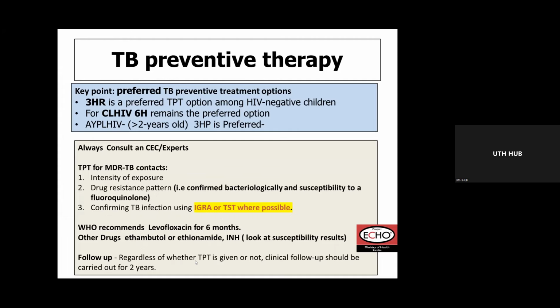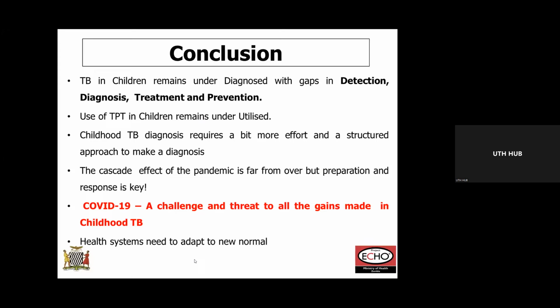So in conclusion, I would like to say TB in children remains underdiagnosed with gaps in detection, diagnosis, treatment, and prevention. The use of TPT in children remains underutilized, and childhood TB requires a bit more effort and a structured approach to make a diagnosis, which I hope I've outlined here.